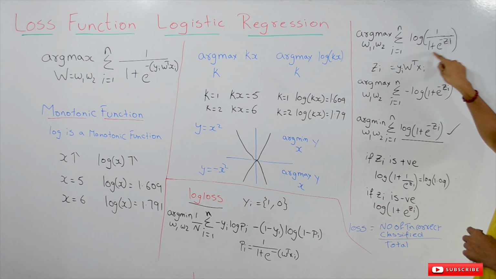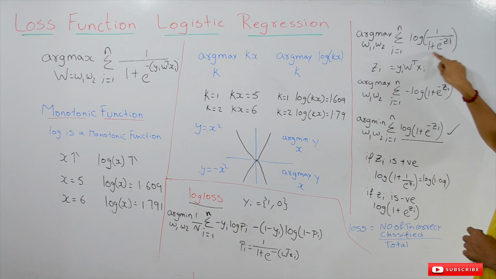In our previous class we discussed that yi w transpose xi will be positive. When will it be positive? Yi w transpose xi will be positive when our point is correctly classified. It is negative when our point is incorrectly classified. So what happens if it is correctly classified? What happens if it is incorrectly classified? We'll elaborate on it in this equation.